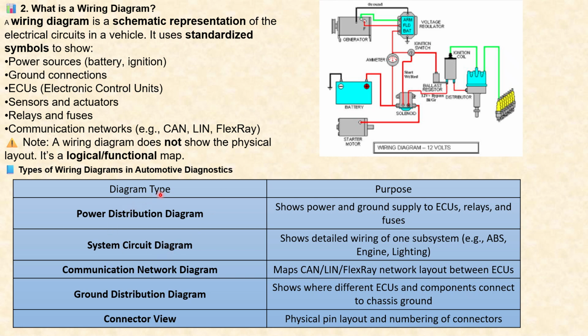Okay, now we'll see the various types of wiring diagrams used in automotive diagnostics. First is the power distribution diagram. It shows the power and ground supply to ECUs, relays and fuses. Now, the system circuit diagram shows the detailed wiring of one subsystem, for example, ABS, engine and lighting. So this is more like a subset of the power distribution diagram. Now coming to the communication network diagram, it maps the CAN, LIN, FlexRay network layout between the ECUs. The ground distribution diagram shows where different ECUs and components connect to the chassis ground.